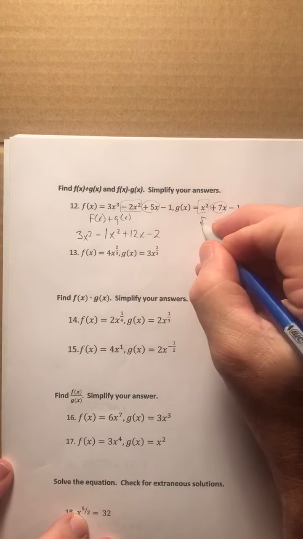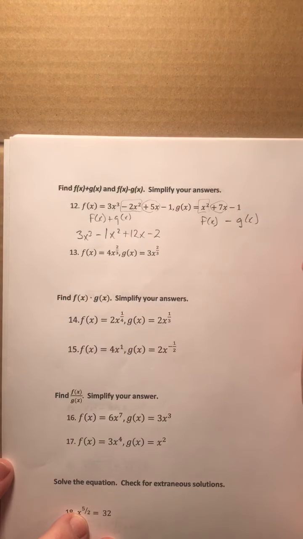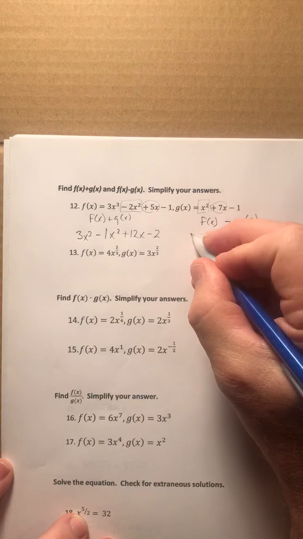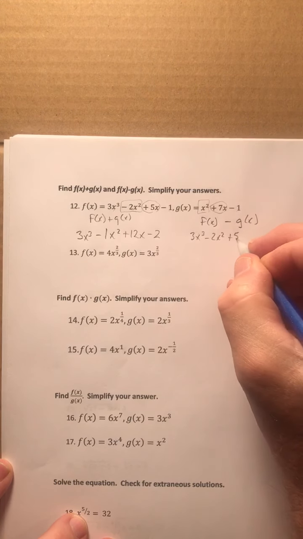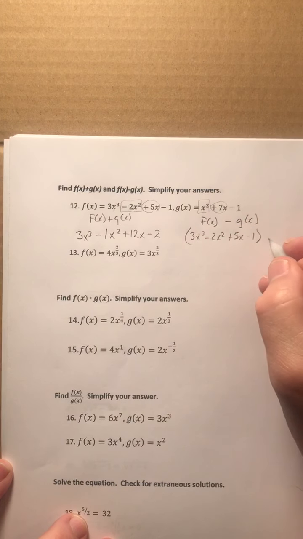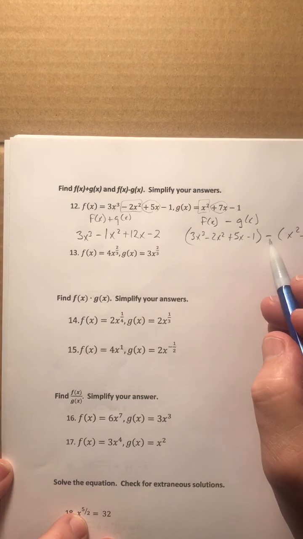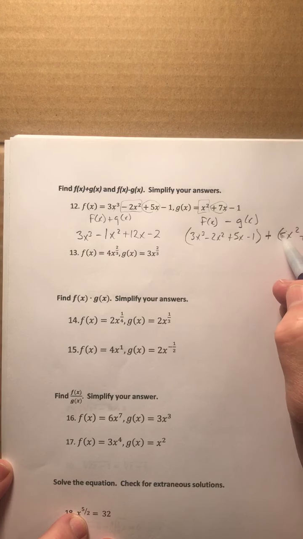All right, then we'll do f of x minus g of x. So remember, when we're doing that, I'll write it down. So we got 3x cubed minus 2x squared plus 5x minus 1, minus x squared plus 7x minus 1. So again, when we're doing subtraction, you change this to a plus, you make these the opposite. So this becomes a negative, this becomes a negative, and this becomes a positive.